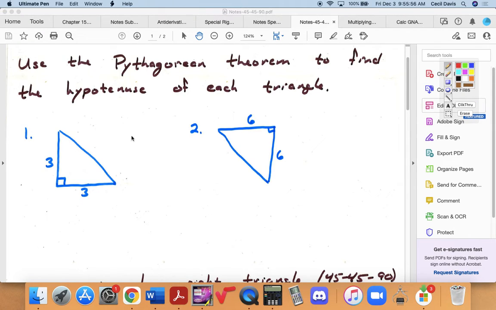So the Pythagorean theorem, I'll have 3 squared plus 3 squared is equal to x squared. And you could call it C, you could call it Bob, you could call it anything you want for the hypotenuse.